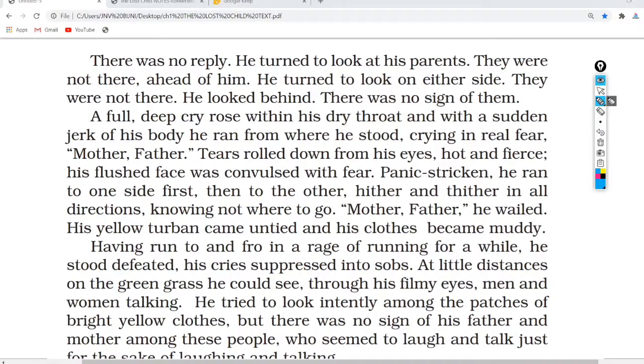They were not there ahead of him. He turned to look on either side. They were not there. He looked behind. There was no sign of them.